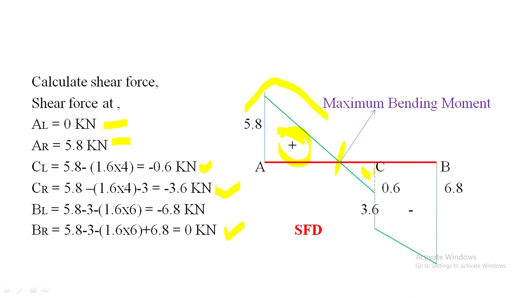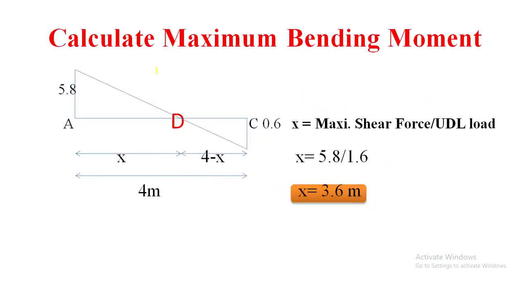This figure we should redraw: A, C, and this point is called the D point. Now we know the distance A to C is 4 meter. We don't know A to D, so let A to D be X, and D to C is 4 minus X.